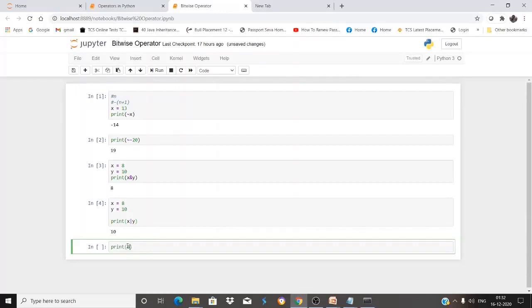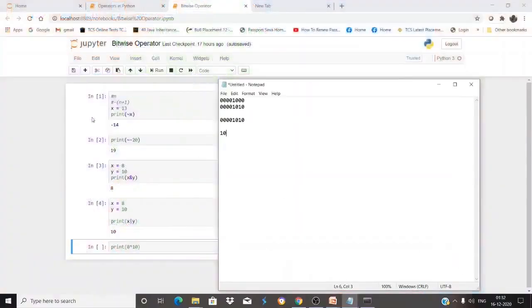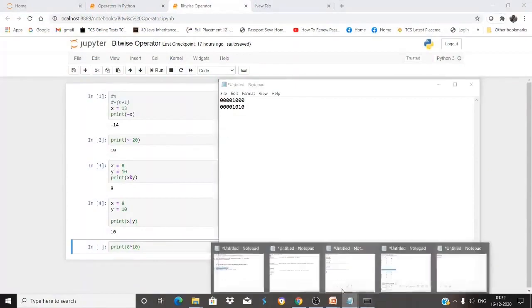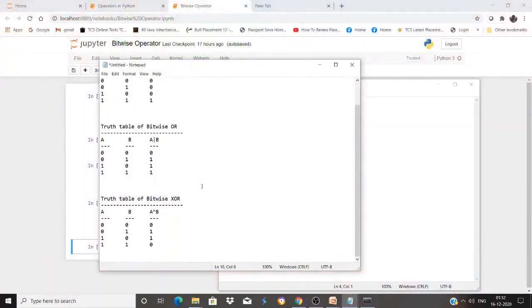It will be like 8 XOR 10. Now let's again go back to the notepad. Let's erase the previous output. Okay, for the XOR operation, let's look at the truth table of XOR.